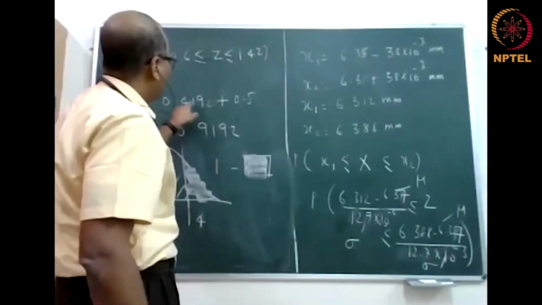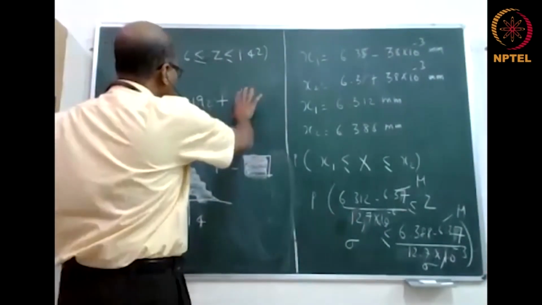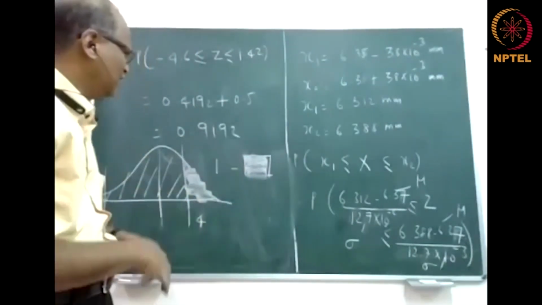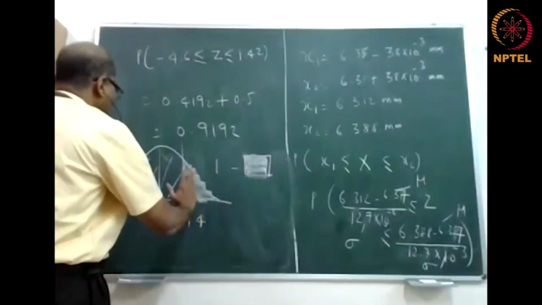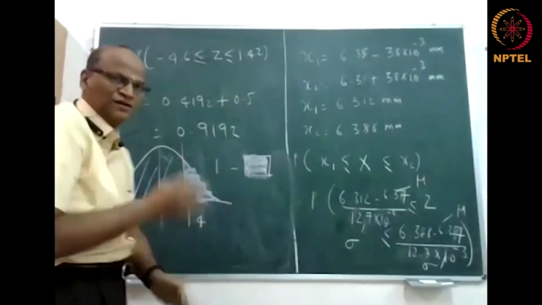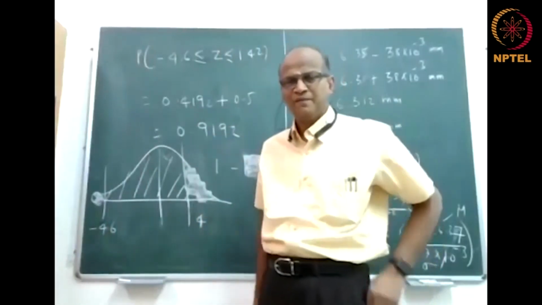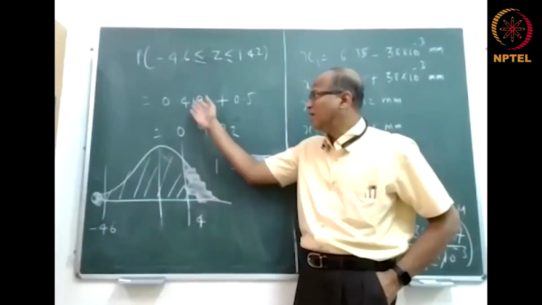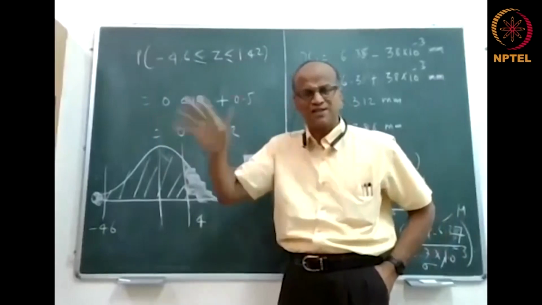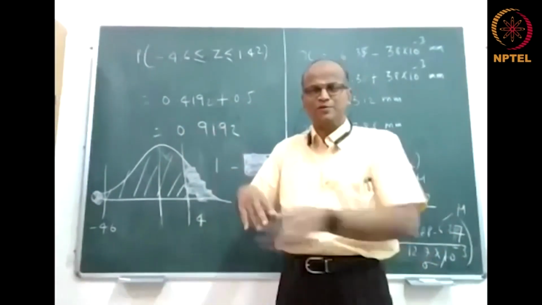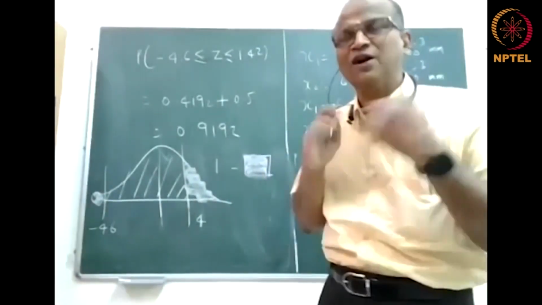How I got this 0.4192 and 0.5 is because I know what I have done. But this is correct. What I have done is I have just left out this and I have calculated this. That's all. What is the problem? If you want a clean step, you put a step in between. Doesn't matter. But if you're an engineer, you should be able to do it this way. What is wrong in this? Tell me.